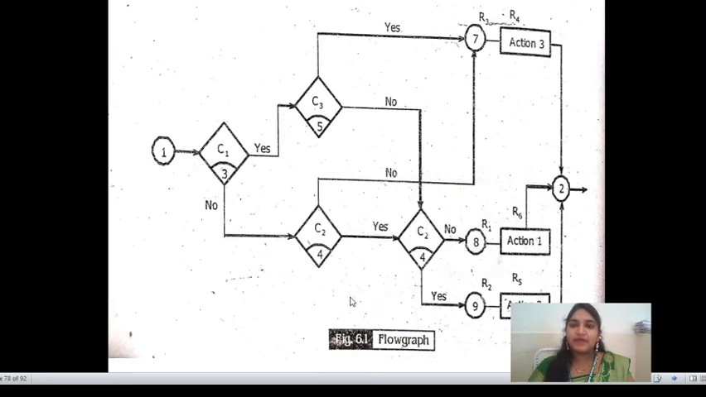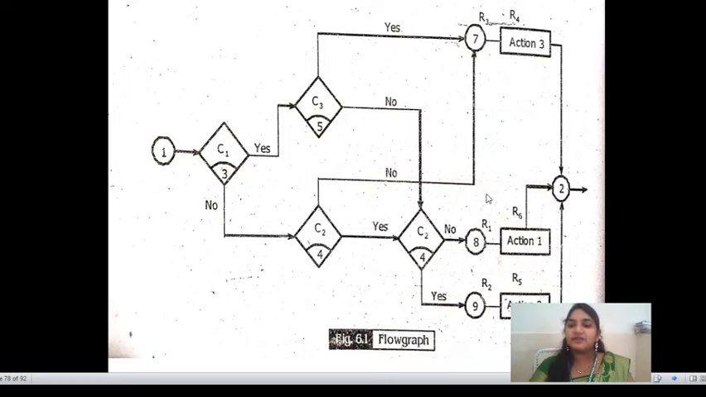See this flow graph, which defines the conditions and actions to be performed. There is an entry node. C1 is a condition, and C1, C2, C3 are all conditions.